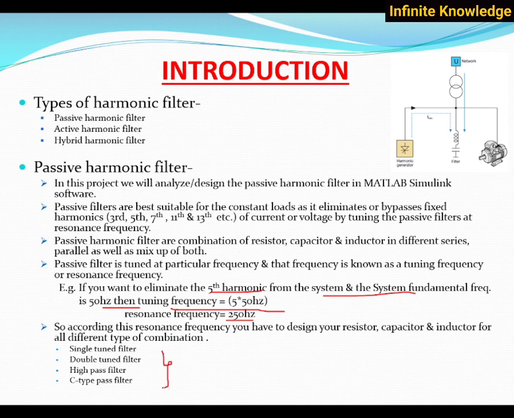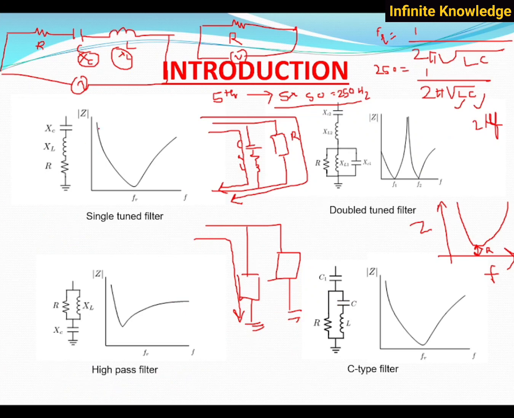These four filters we will design in this video: single tune filter, double tune filter, high pass filter, and C type filter. This is an impedance versus frequency graph. If you want to remove the fifth harmonic as well as the seventh harmonic, with single tune filters you require two different filters, one for the fifth harmonic and another for the seventh harmonic.